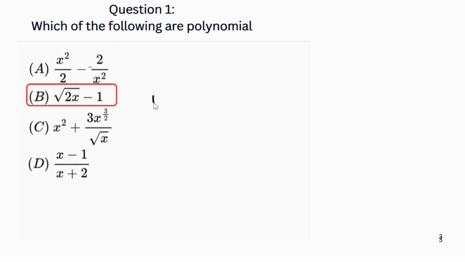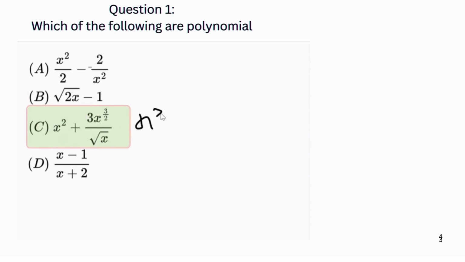B part when written in the standard form is what? This is under root 2 and we can express under root x as x raised to the power minus half. So here too minus half is not a whole number, therefore this expression is not a polynomial.